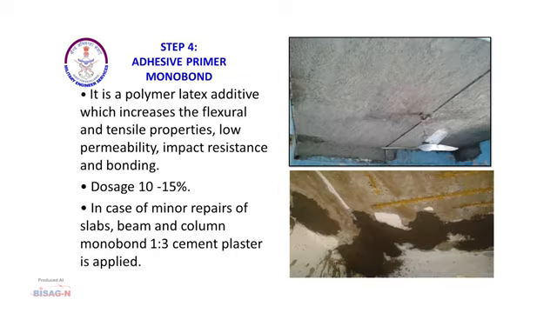Structural defects in slabs and beams can be minor or major. For minor structural defects, we need to mix polymer latex additive to the plaster, in our case monobond. This imparts good flexural and tensile properties to plaster, low permeability, and more impact resistance and bonding. The dosage of this chemical is about 10 to 15% in plaster, and in case of minor repairs, this with 1:3 mortar can be applied at the affected locations.